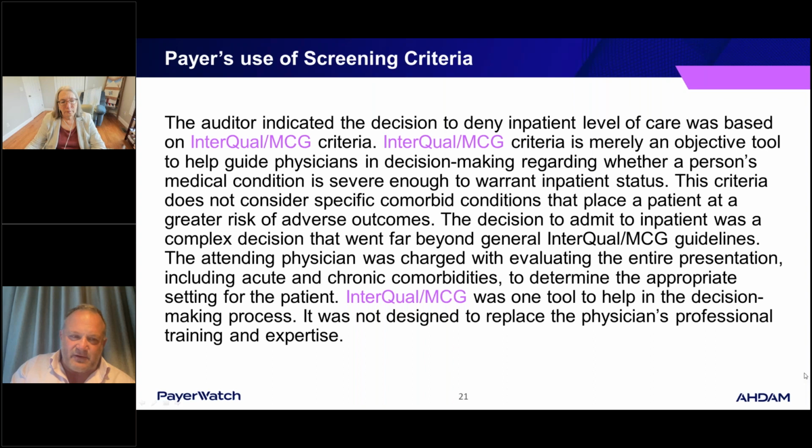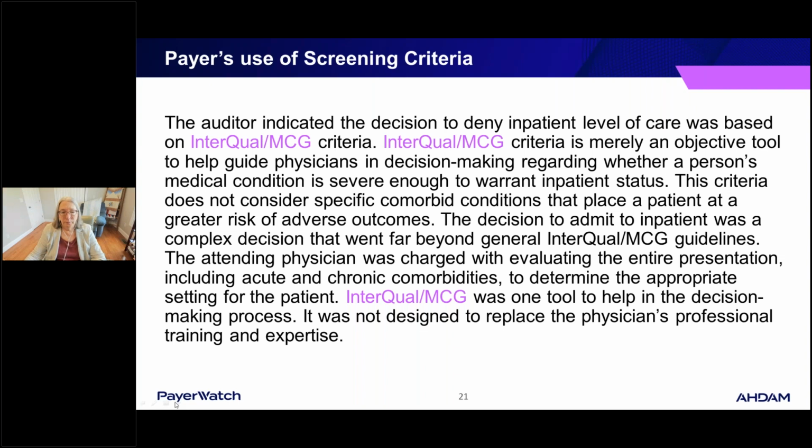So what you really want to focus on are the limitations of these guidelines, and the fact that they're not all encompassing. They were never meant to be. I mean, CMS has said as much. So stress their weaknesses and make your case. Right. So the attending physician has to look at the entire presentation, their acute and chronic comorbidities, and InterQual or MCG is just one tool that helps them in that decision making. It's not there to replace the physician's professional training and expertise.